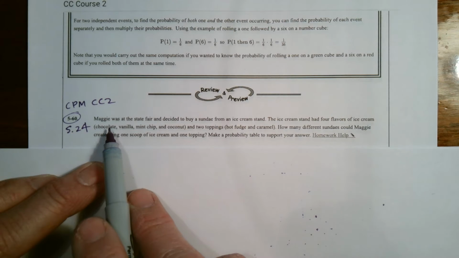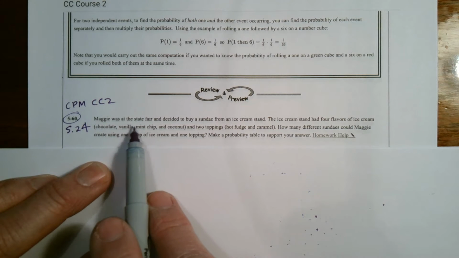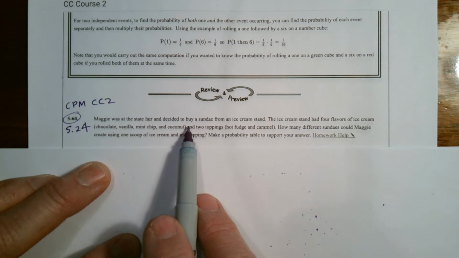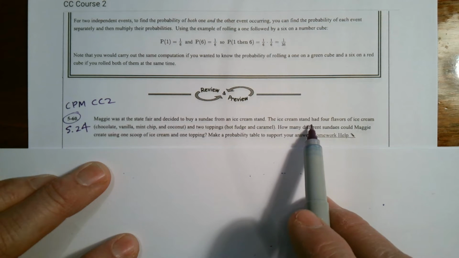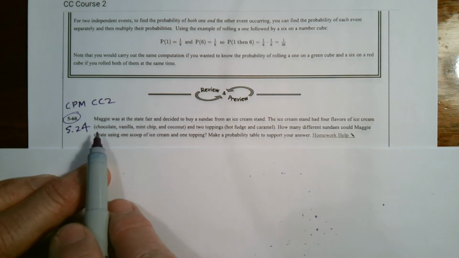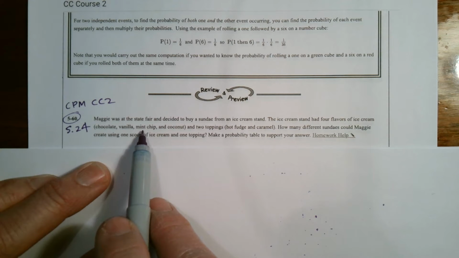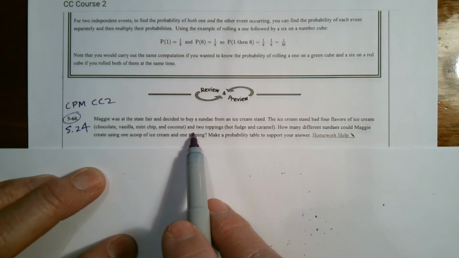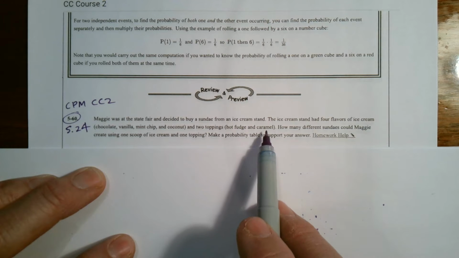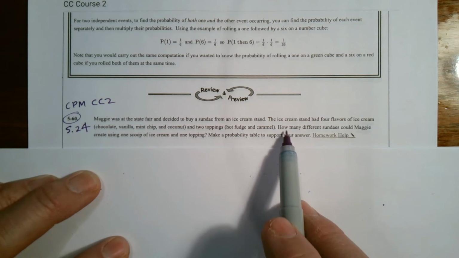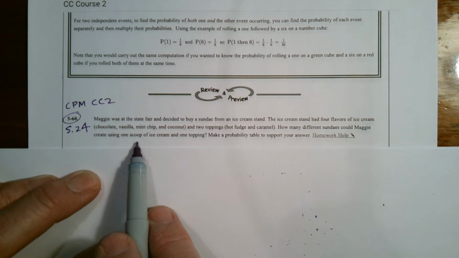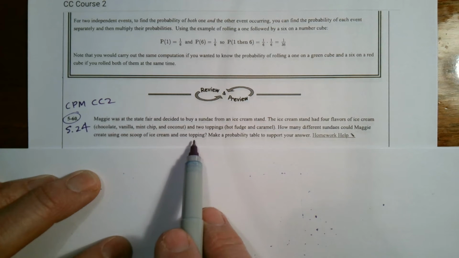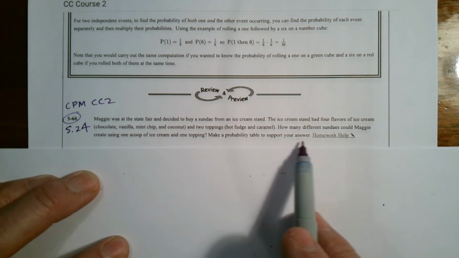So Maggie, I'll read it together. Let's go. Maggie was at the state fair and decided to buy a sundae from an ice cream stand. The ice cream stand had 4 flavors of ice cream: chocolate, vanilla, mint chip, and coconut, and 2 toppings: hot fudge and caramel. So how many different sundaes could Maggie create using 1 scoop of ice cream and 1 topping? Make a probability table to support your answer.